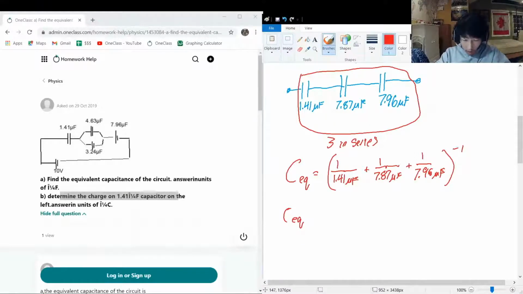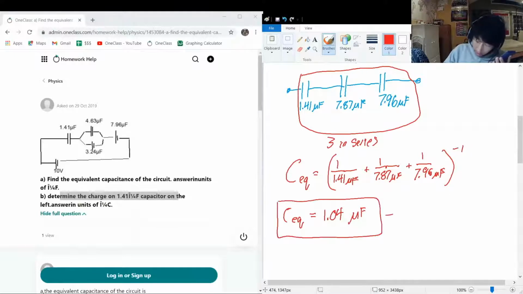So we have 1.41, 7.87, 7.96, all reciprocaled, and my final result was 1.04 microfarads. This shall be the equivalent capacitance of the circuit.